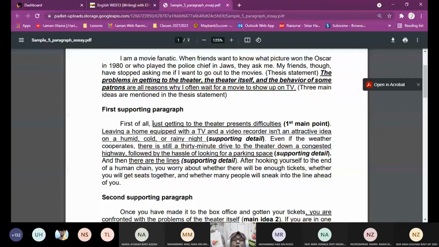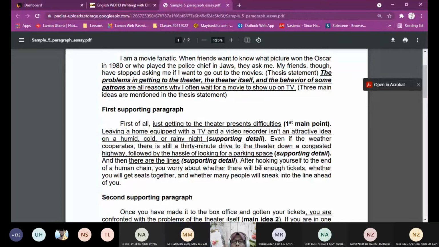Because you have three main points mentioned in the thesis statement in the introductory paragraph, those three main points will be separated into different paragraphs. So you have to look at your thesis statement. If you mention three points in the thesis statement, you will have three different paragraphs, one for each point. For each main point, you can only write supporting details that support that point, meaning you don't add other details that are irrelevant. Do you understand?